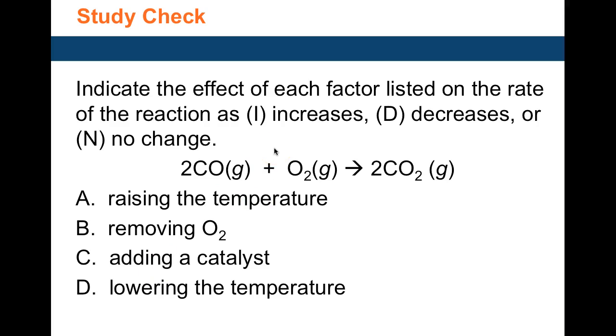So indicate the effect of each factor listed on the rate of the reaction, whether it's increasing, decreasing, or no change. Raising the temperature of this reaction should increase the rate. Removing oxygen means you're decreasing reactants. Remember, increasing reactants can lead to more products, so this would be D, decreases. Adding a catalyst will increase the rate. Lowering the temperature won't help, because the reactants become sluggish and won't move as fast, so it would decrease. So this would be I, D, I, and D.